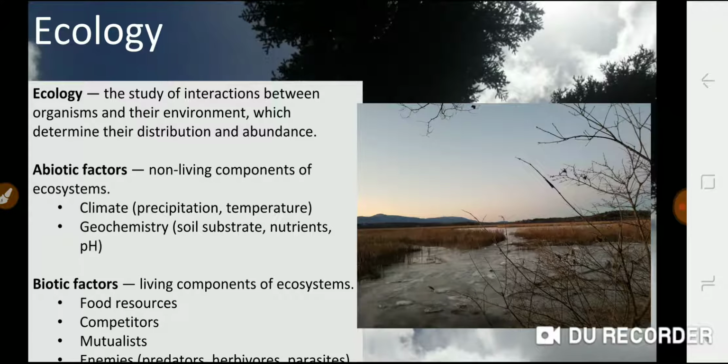So, ecology is the study of interactions between organisms in their environment, which determine their distribution and abundance. Distribution is where they are, and abundance is how many of them there are. So, when we talk about ecology, there are two main bins of things that contribute. There's living factors and non-living factors. Non-living factors are largely controlled by where you are in the planet, in latitude and in altitude. But they include things like precipitation, temperature, and nutrient cycling, soil substrate, pH, etc.